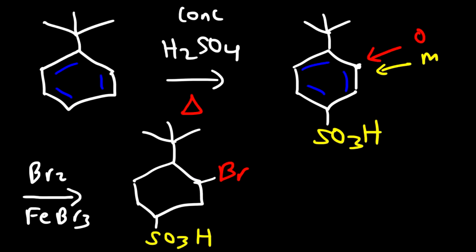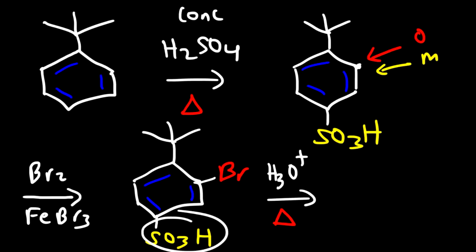But we're not finished yet. The last thing we need to do is remove the blocking group. So basically, we need to perform a desulfonation reaction. And so you need to add water with acid, or simply H3O plus. And you also need to heat the solution. When you heat it, this will leave as sulfur trioxide. And sulfur trioxide has a boiling point of around 45 degrees Celsius. So once you heat it, it will escape as a gas, thus driving the reaction forward.